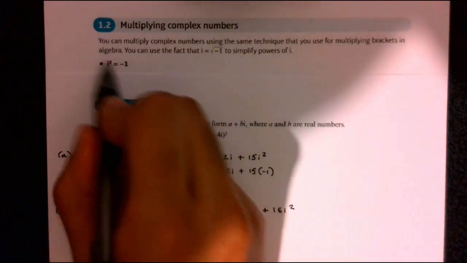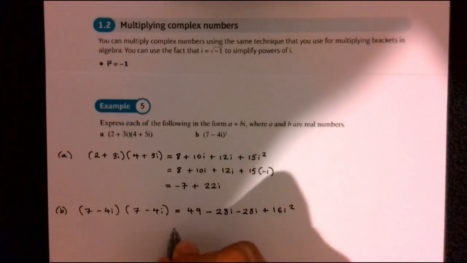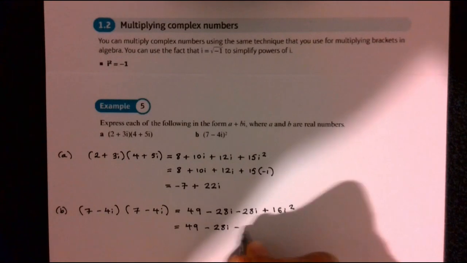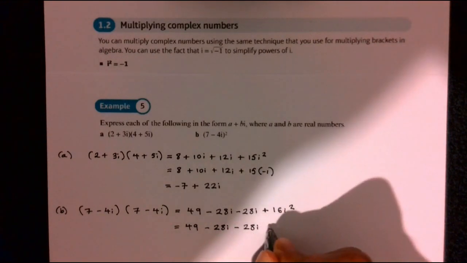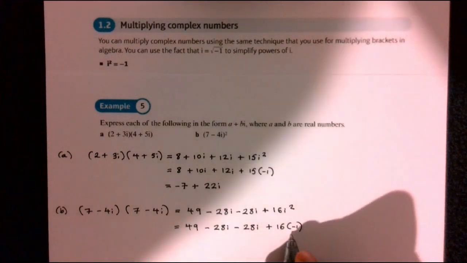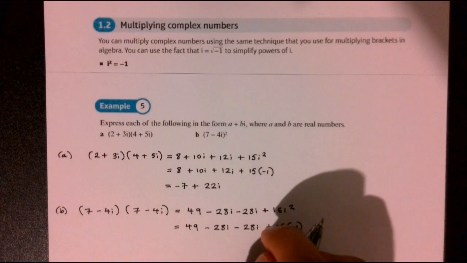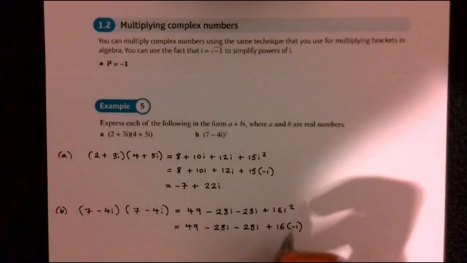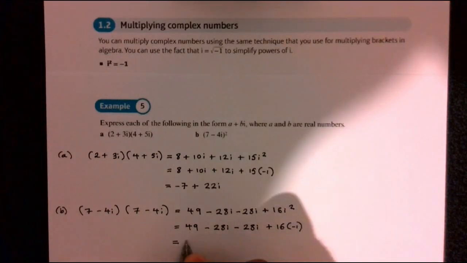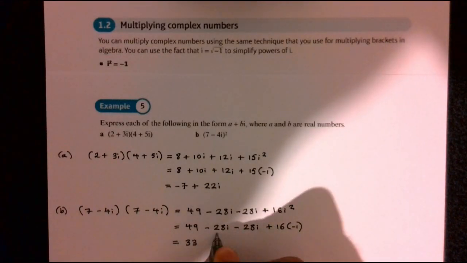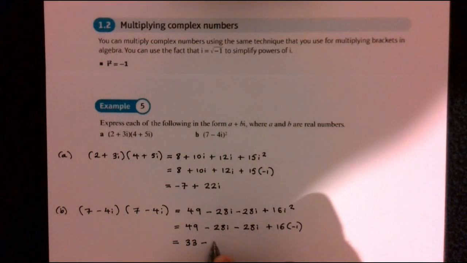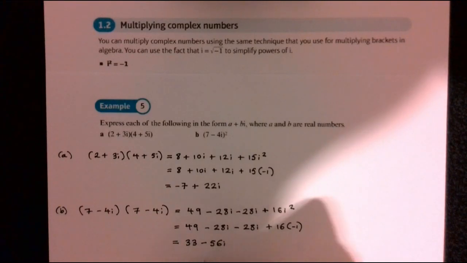And using the fact that i squared is equal to minus 1, we have 49 minus 28i minus another 28i plus 16 lots of minus 1. So if we tidy all of this up, 49 minus 16, that's 33, minus 28i minus another 28i, that is minus 56i.